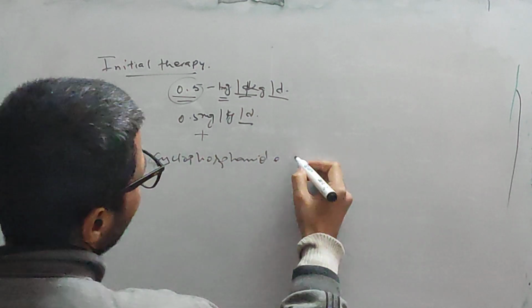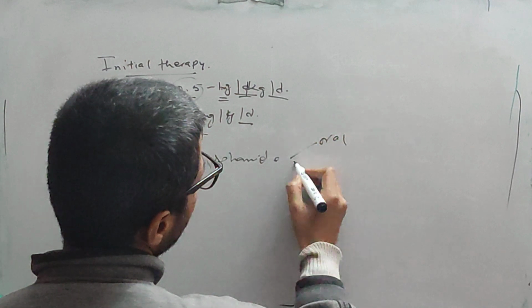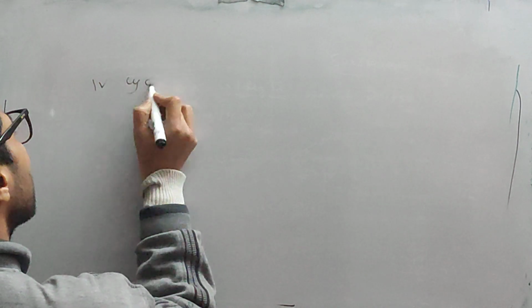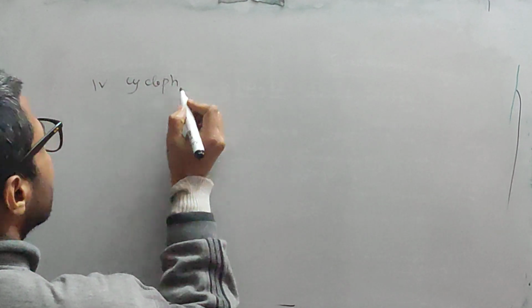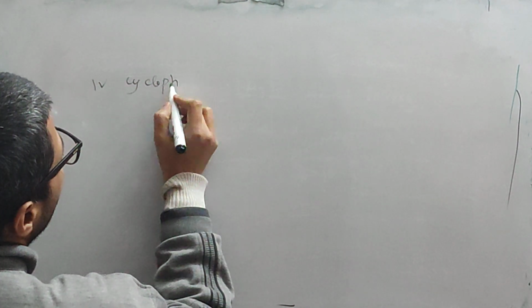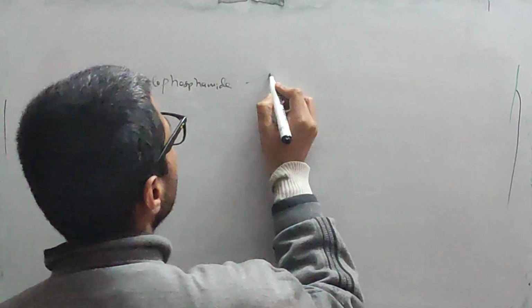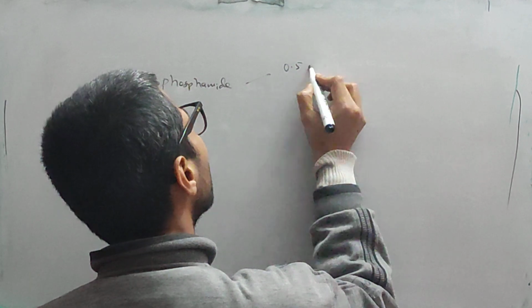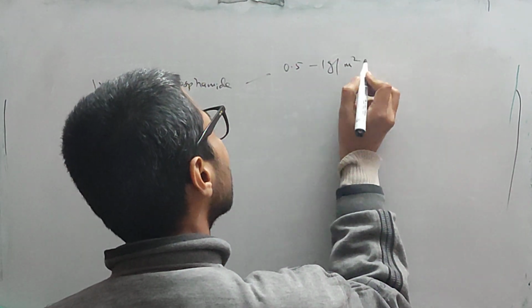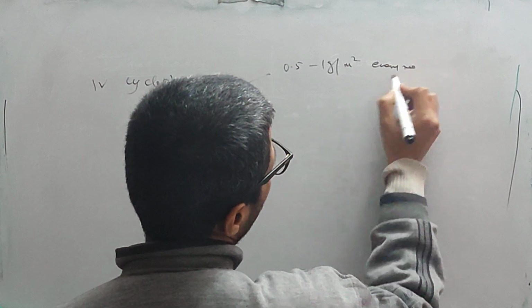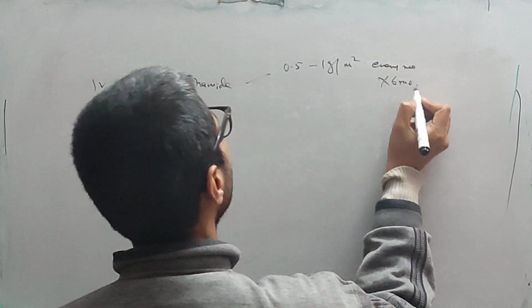And you know that this is available in two formulations, oral and IV formulations. And regarding IV cyclophosphamide, you can give in two ways. One, you can give like this: 0.5 to 1 gram per square meter body surface area every month for 6 months.